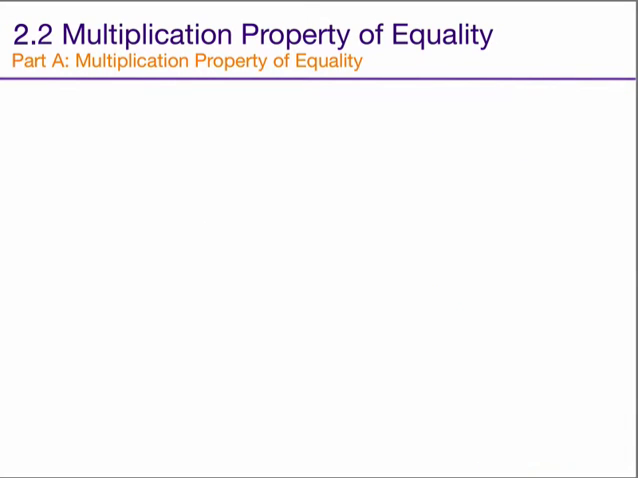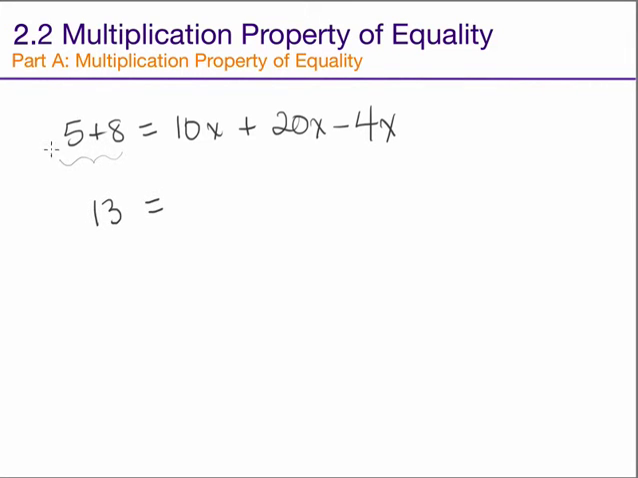Here's a question. 5 plus 8 equals 10x plus 20x minus 4x. I can't solve this equation for x just yet. I need to work the problem down so that x only appears once. All we need to do is combine like terms, and in fact, this problem isn't quite as difficult as it may appear at first. All of my constants are already on the left-hand side together, and on the right-hand side, all I have is x's.